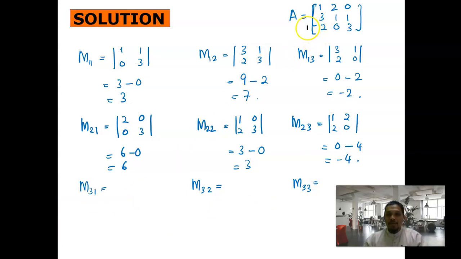So we hide the element in row 3 and we begin with column number 1. So what you see here now, we got 2, 0, 1, 1. So we multiply 2 times 1 equals 2, minus 0 multiplied by 1 equals 0. We got 2.